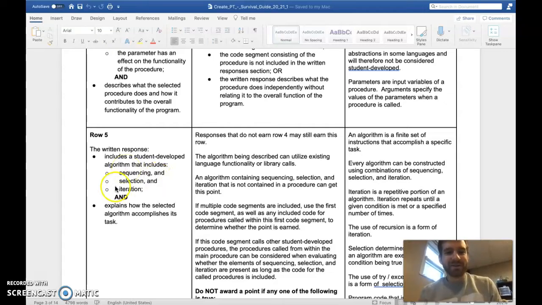It says sequencing, selection, and iteration. So if we think of what that means again, we're basically looking for an if and a for loop within our function, and then it has to include parameters. You could use separate ones for this, but what I was interested in is, can you use the same function for both of those answers? And the answer is yes, you can.